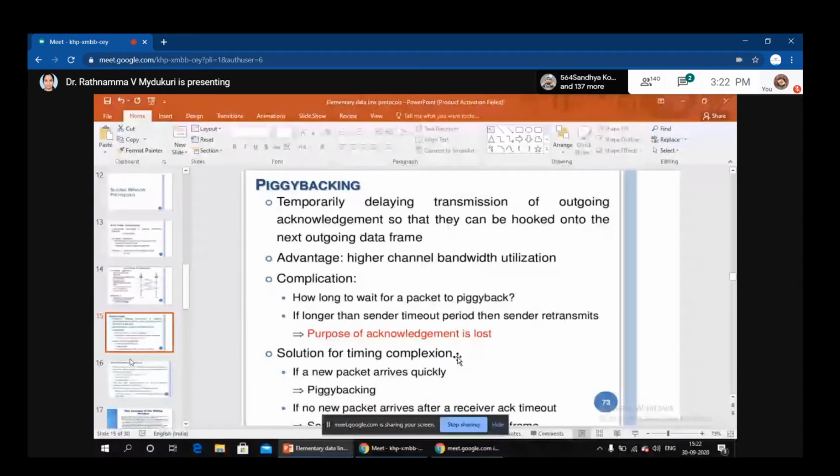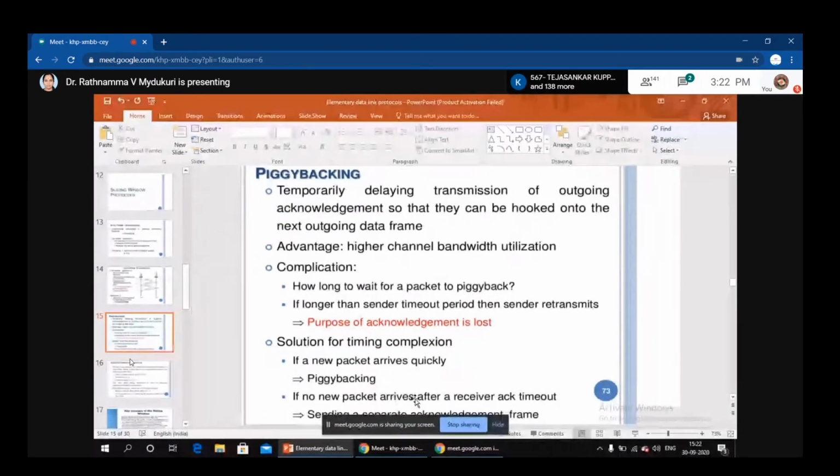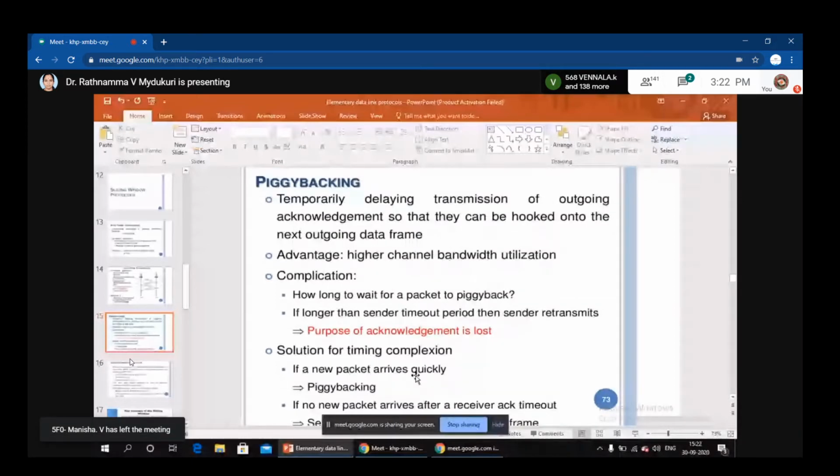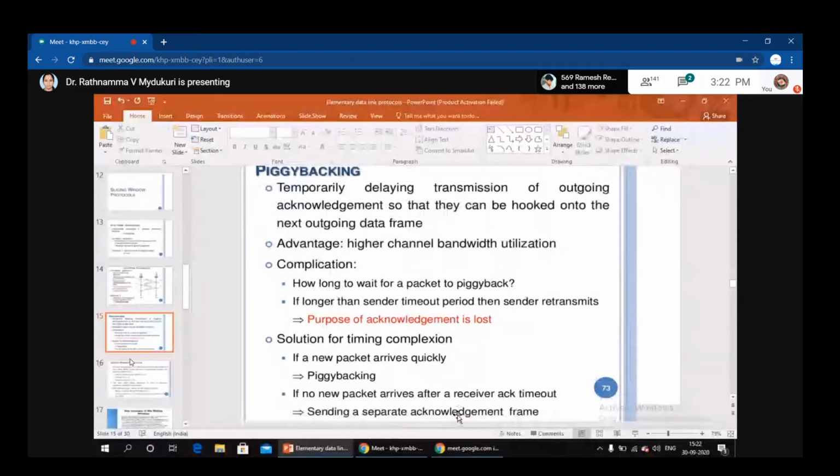Now a solution for this is: if a new packet arrives quickly, we piggyback. If no new packet arrives after the receiver's acknowledgement timeout, then we are going to send a separate acknowledgement frame. So that is the solution for this problem.